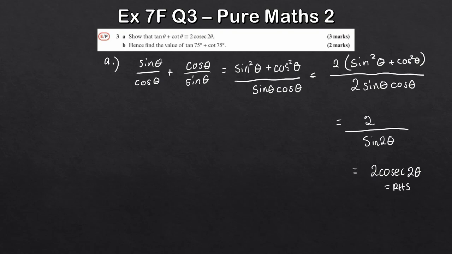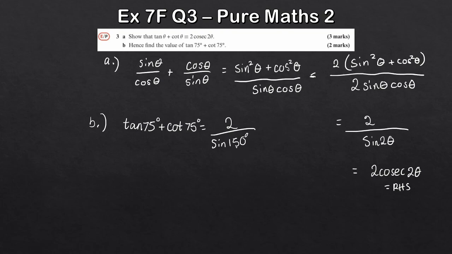So that's just part A, and part B is a hence question, so we're going to use this result to work out part B. What it's saying is that with theta as 75 here, tan 75 plus cot 75 is identical to 2 cosec 2 theta. So in other words, tan 75 plus cot 75 is equal to 2 over sine 2 theta. If theta is 75, this is sine of 150. We're working in degrees here, so 2 over sine of 150 degrees.